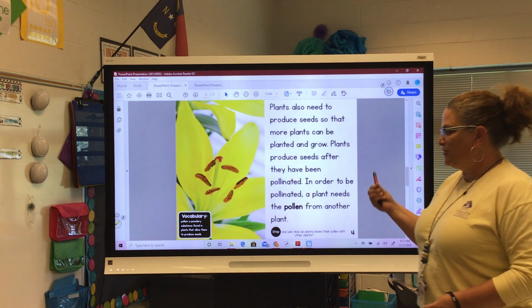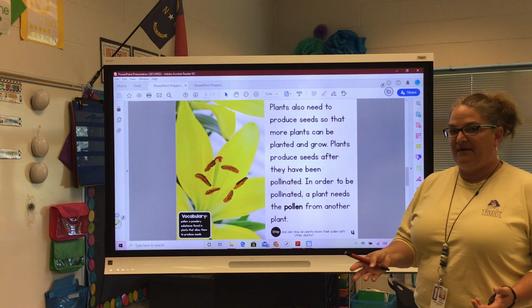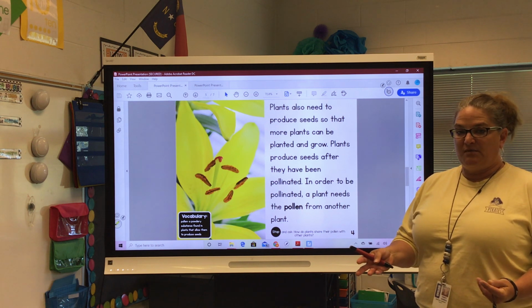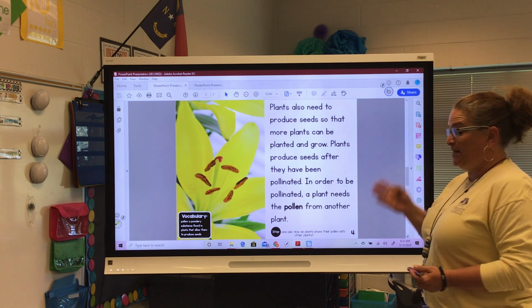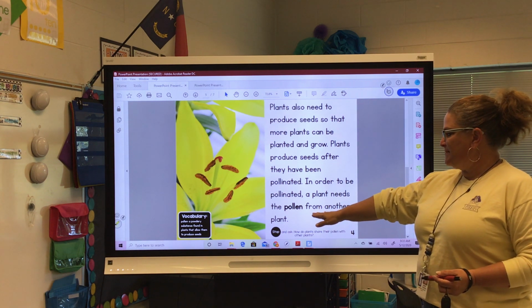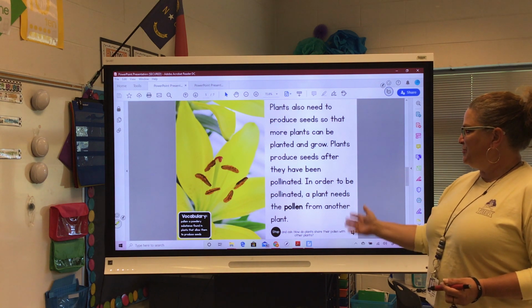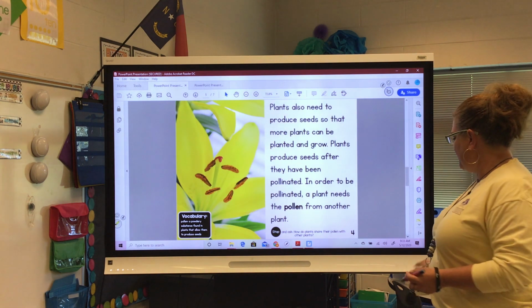But it is that powdery yellow stuff that makes us all sneeze, and for some of us it really makes us almost feel sick, okay? And it happens in the spring. But a plant has to be pollinated. That means it needs the pollen from another plant in order for it to produce seeds for other plants to grow.